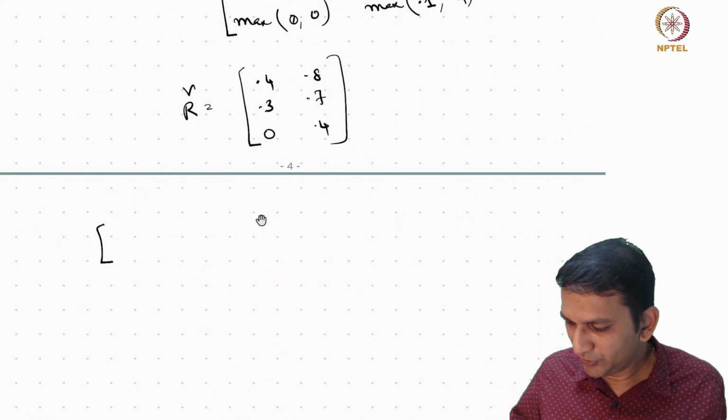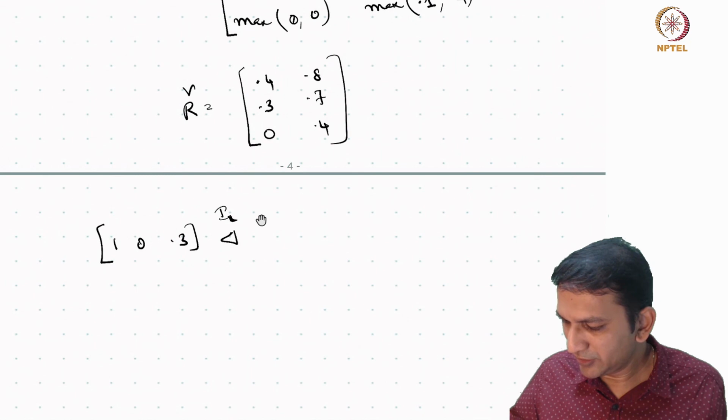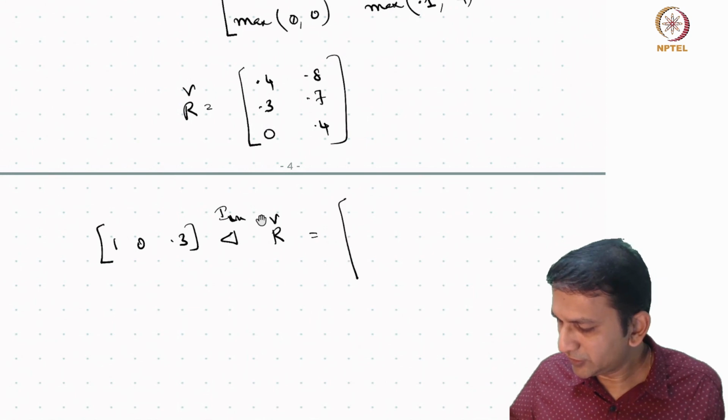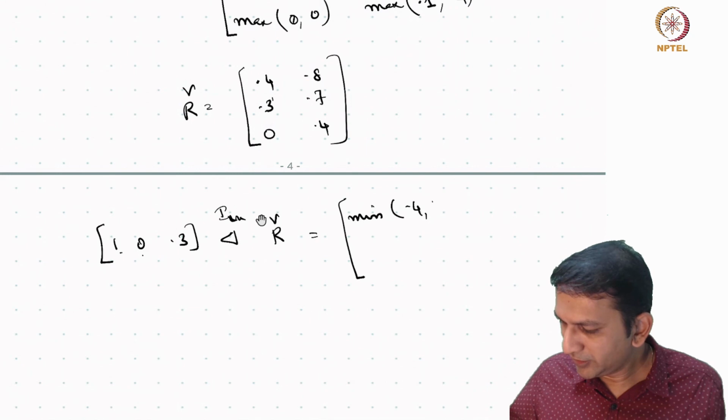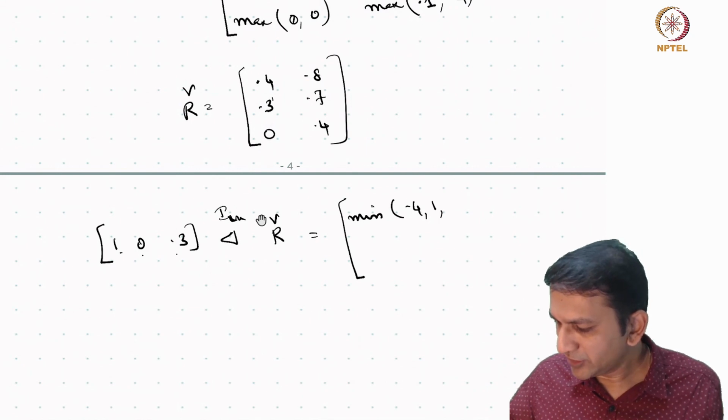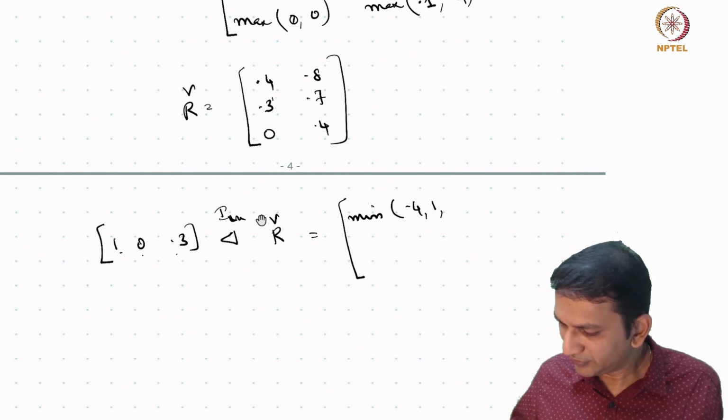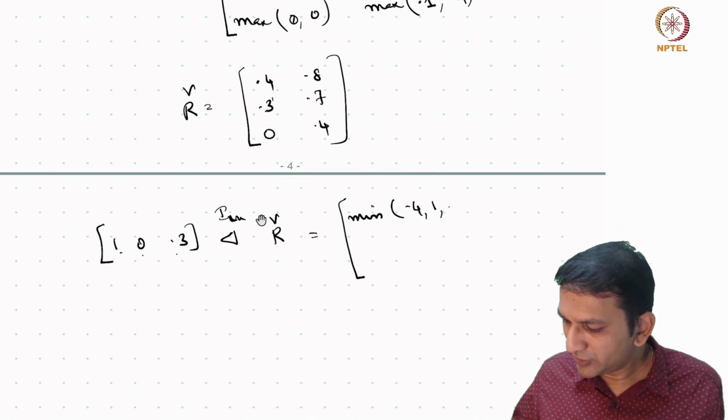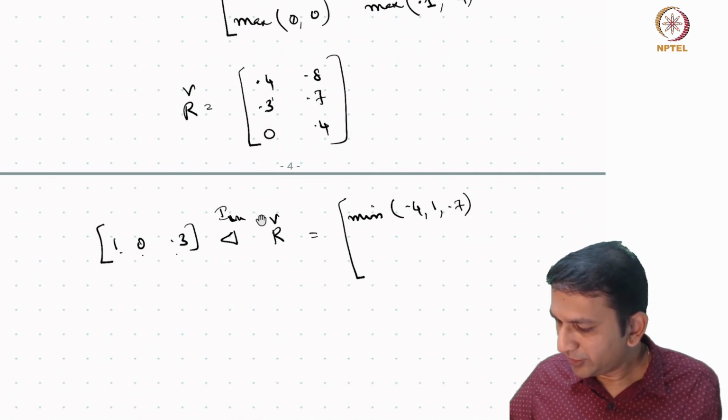1, 0 and 0.3. Note that we have to use the BKS implication here with R check. Now if you do this, remember this is the BKS inference. So that means we are looking at minimum of 1 implies 0.4, which is 0.4. 0 implies 0.3 is 1. 0.3 implies 0 is in fact 0.7 in the BKS implication.